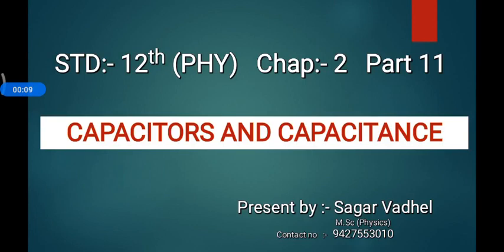The title of the chapter is Electrostatic Potential and Capacitance. So this is the time for the second topic of our chapter, which is capacitors and capacitance. Today we will see what exactly the meaning of capacitor and capacitance is. If at the end of this video you understand the basic difference between capacitor and capacitance, then my effort is successful. So let's start without wasting time.